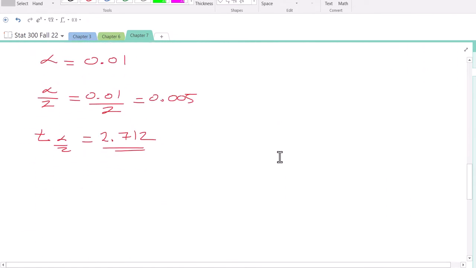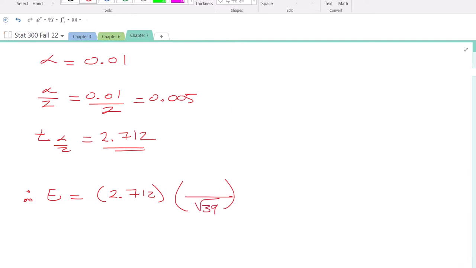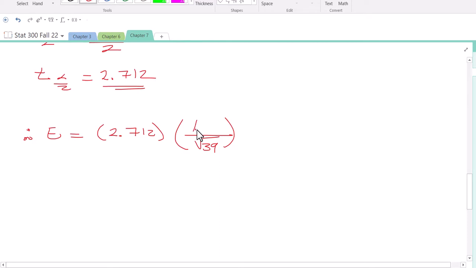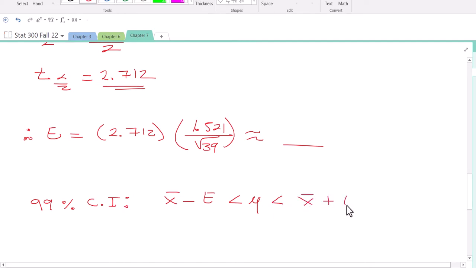So let's do that. Therefore our error is the critical value 2.712 times the standard deviation over the square root of n, which was 1.521, and then put that in our calculators and that will give us the new error, right? And that means that our 99% confidence interval will be our x bar minus the error, which is going to be the lower limit of our mu, and then the upper limit will be our x bar plus the error.